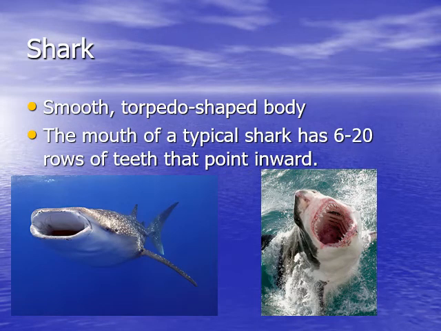Speaking of the teeth, the mouth of a typical shark has about 6 to 20 rows of teeth that point inward. So some sharks might go through thousands of teeth in their lifetime. They might lose a tooth and then a tooth from the row behind it will get pushed on up and replace the one that's been lost. Teeth are very important to sharks, so they do not want to lose them. It would not be very useful for most sharks to be swimming around without any teeth. They need those to tear through flesh, grab onto things.